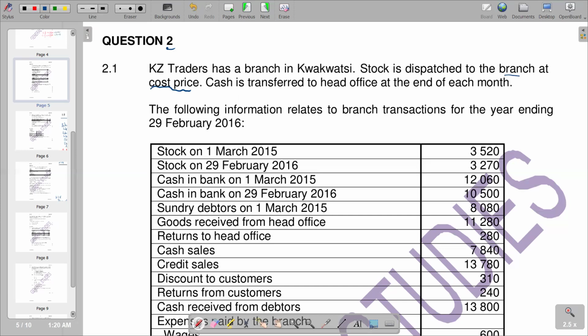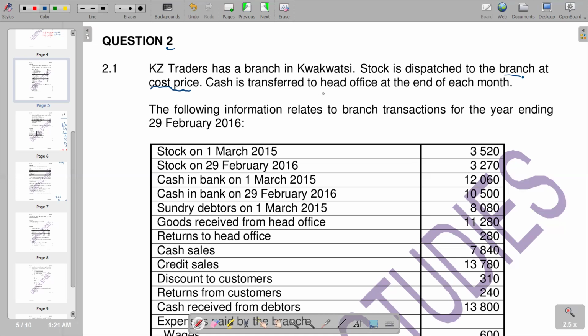Since the branch is supplied at cost price, it means they don't need us to open the branch adjustment account. Remember, the branch adjustment account transfers amounts at selling price, and then we also enter the amount at markup. Remember, our cost price plus our markup gives us our selling price. So in this case, there is no need for us to adjust for that, since stock is dispatched to the branch at cost price. So very important.